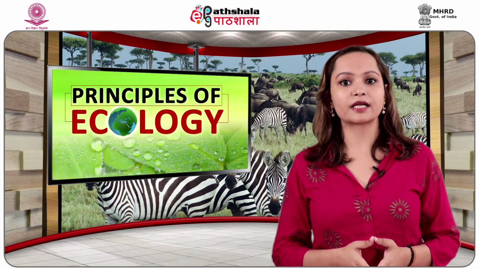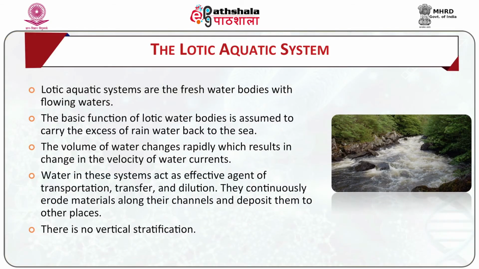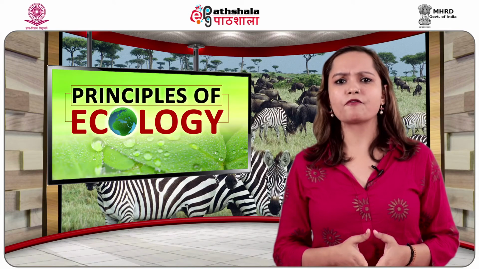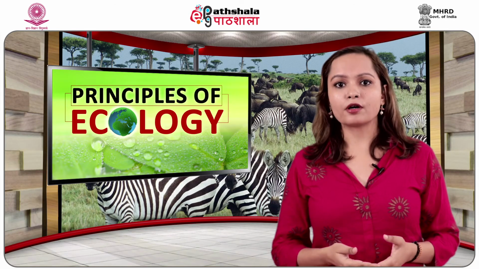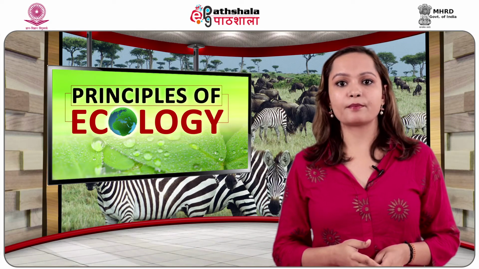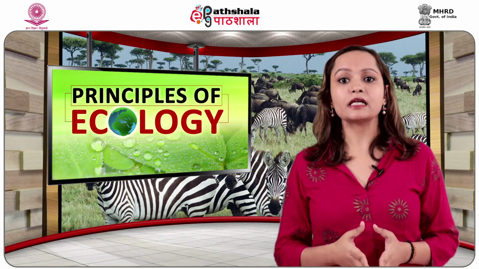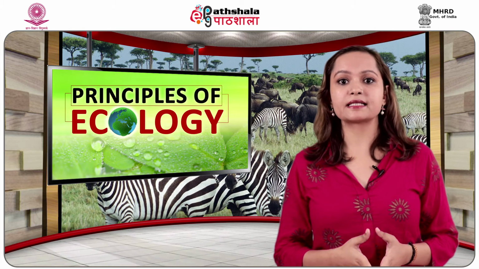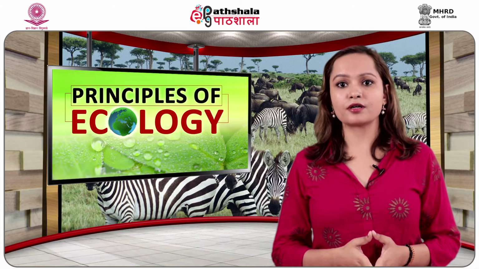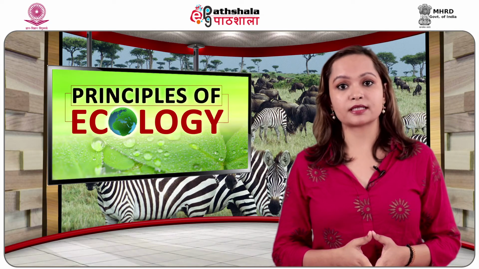Now we come to the lotic aquatic system. Lotic aquatic systems are the freshwater bodies with flowing waters. Water in a lotic system is in a state of constant motion. Water in rivers and streams are the most common examples of such systems. Typically, lotic aquatic systems have the following properties. The flow of water is continuous and unidirectional in a lotic system.